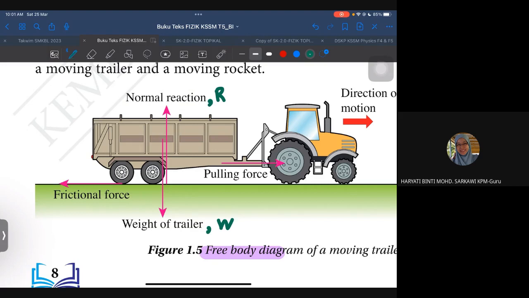Okay, since the trailer is not moving up or down, what can you say about R and W? Correct. It does not move up, it does not move down. So we can say that the R in this case is equal to W. But is the net force equal to zero? Tak semestinya. We need to look at the overall. So now there are other forces acting. You have pulling force. You also have frictional force. Okay, so what is frictional force?